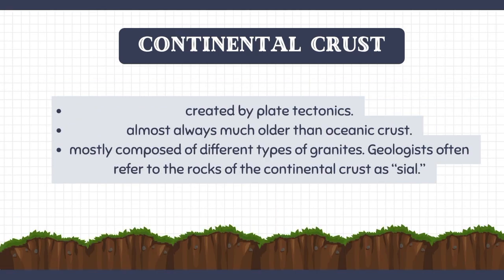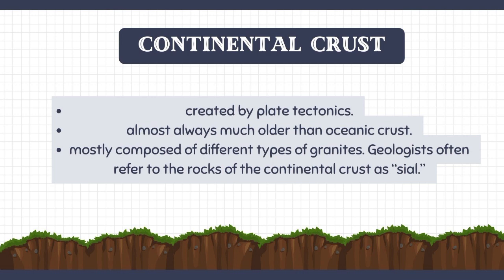Continental crust, on the other hand, is created by plate tectonics and is almost always much older than oceanic crust because continental crust is rarely destroyed and recycled in the process of subduction, and some sections of continental crust are nearly as old as the Earth itself. So, we can really say that the continental crust is much older compared to the oceanic crust.